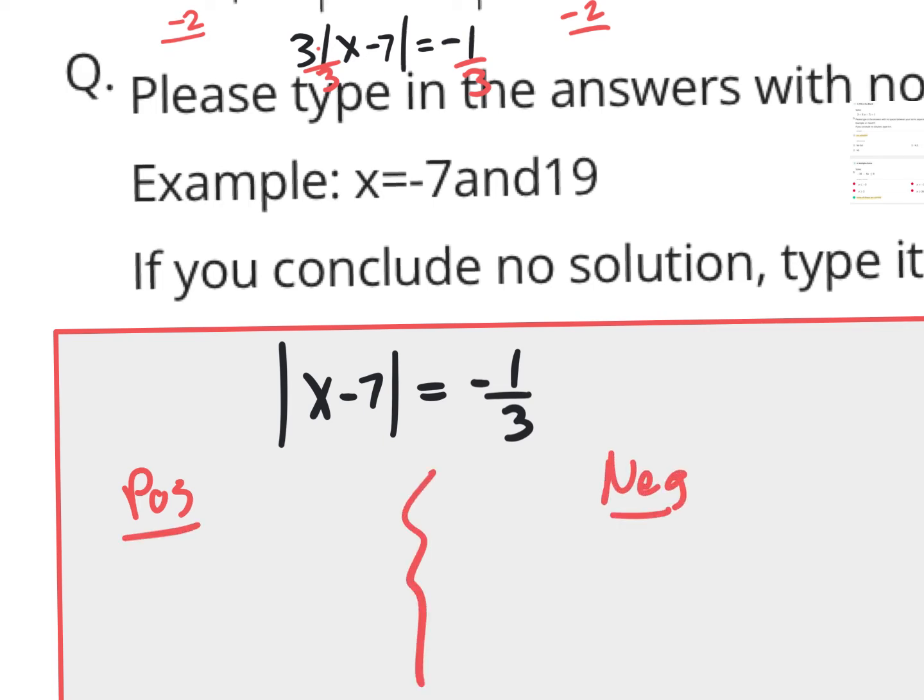I mean, we could, but if we did all that work, we'd get an answer, and when we'd plug them back in, they would not work. They'd both be extraneous solutions. In other words, there is no solution to this problem.